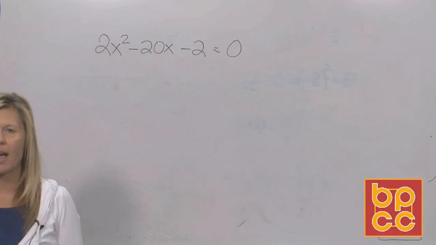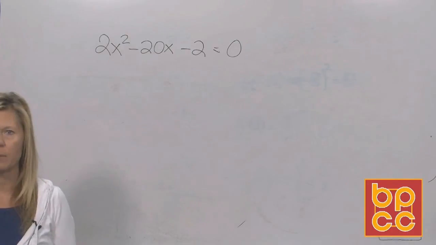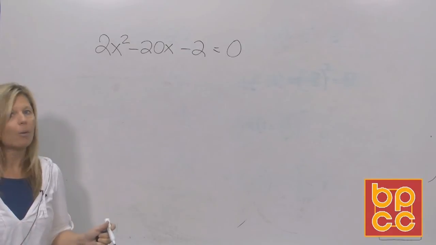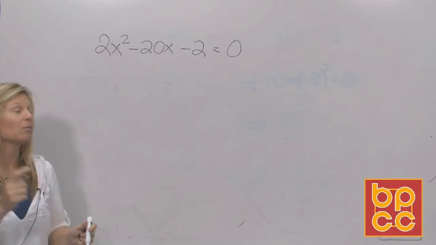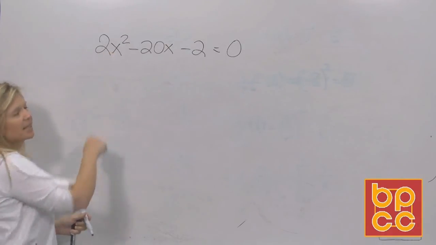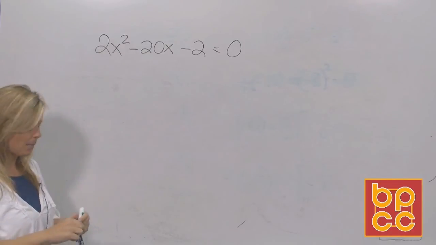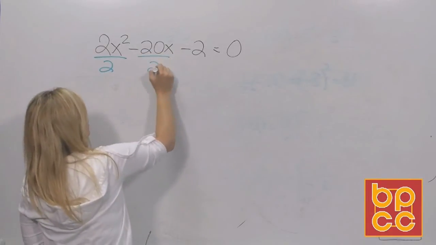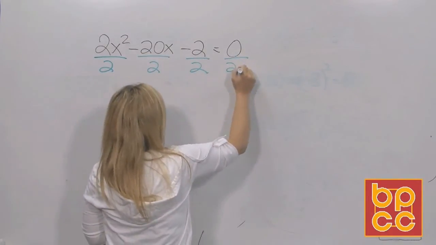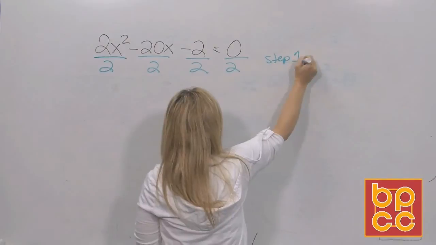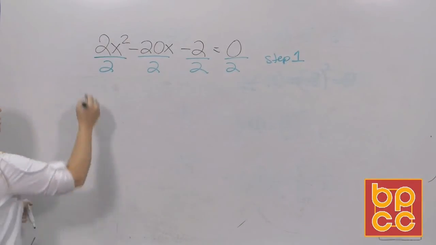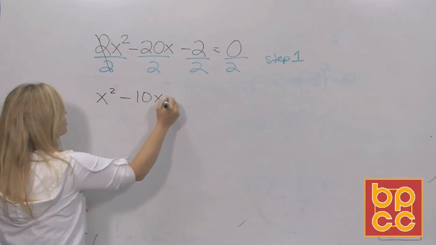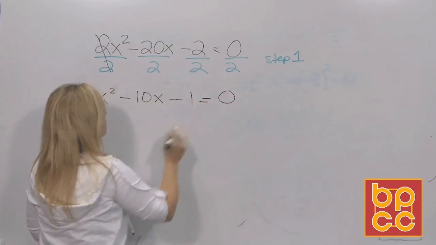Step 1 means your x squared has to have a coefficient of 1. Is that a 1? Nope, it's a 2. All right, we're going to use arithmetic skills. How is this 2 connected? It's connected by multiplication. How do we make it become a 1? We do division. But if we divide that term by 2, we have to divide everybody by 2. So step 1, you got to start out with an x squared. So we're going to get the 2 out of there. That's going to become x squared minus 10x minus 1 equals 0.